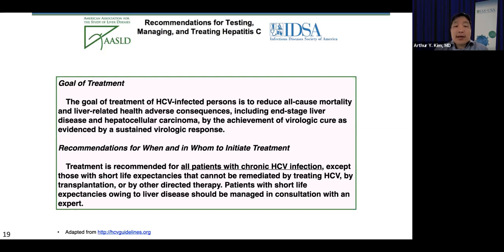Now, treatment is therefore recommended in pretty much all patients. You know, the patient that we described earlier had risk factors for acquisition, and could share equipment in the future. And so while she is many, many years away from the liver disease consequences, there are reasons to treat early. Now, why wouldn't you treat? That was actually one of the questions submitted.